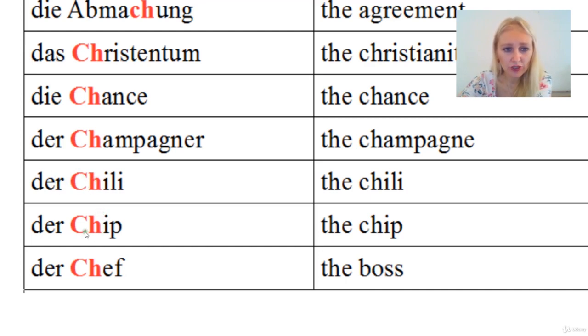Then we have chip. So this is an English word, so we also pronounce it the English way. So whenever we have English words in the German language, which we have quite often, Anglizismen we call them, words that we just take from the English language, then we pronounce them the English way, if it's possible, you know. Some people have sometimes difficulties with that, but actually we just pronounce it in the English way. So like here, that chip.